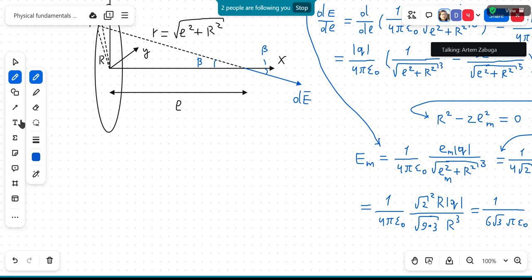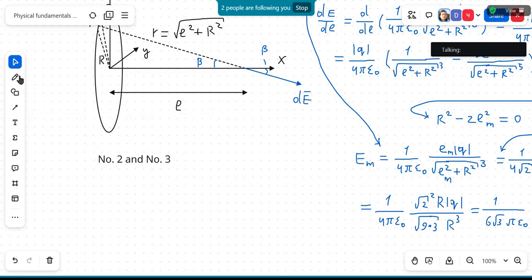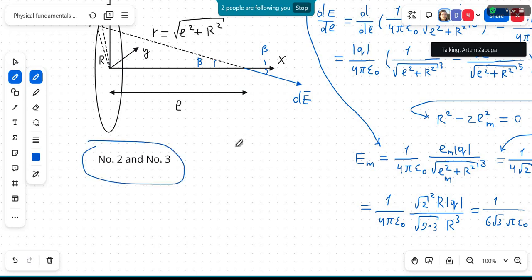There will be exercises from electricity and magnetism, exercise number 2 and number 3 from electricity and magnetism. You can do them as homework.